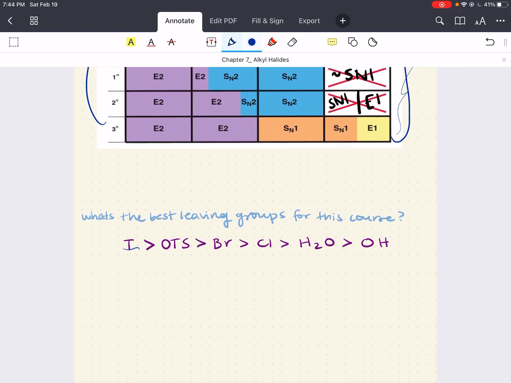Something to keep in mind, and this will make sense as we cover elimination and substitution reactions with different groups besides alkyl halides: we have here a hierarchy of the best leaving groups. Obviously our halogens are up here, followed by water. This is a tosylate group, which is also really good. Your alcohol groups are not very good leaving groups, so make sure you keep that in mind as we progress through this chapter.